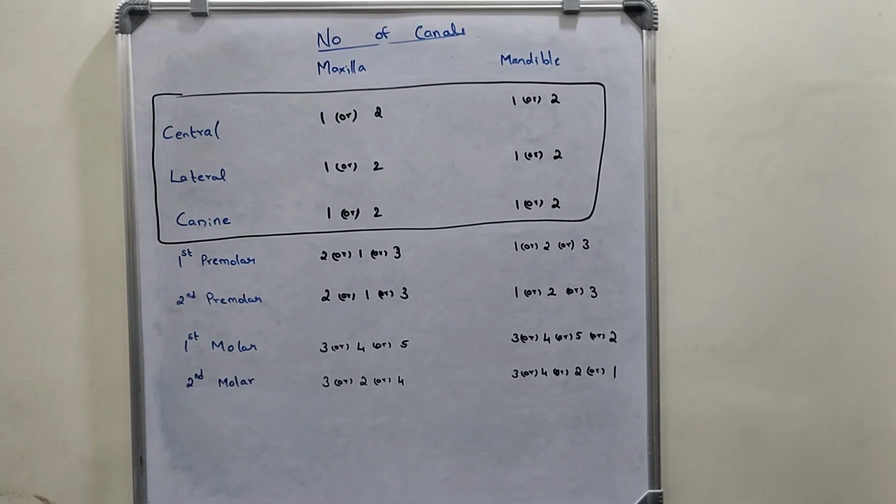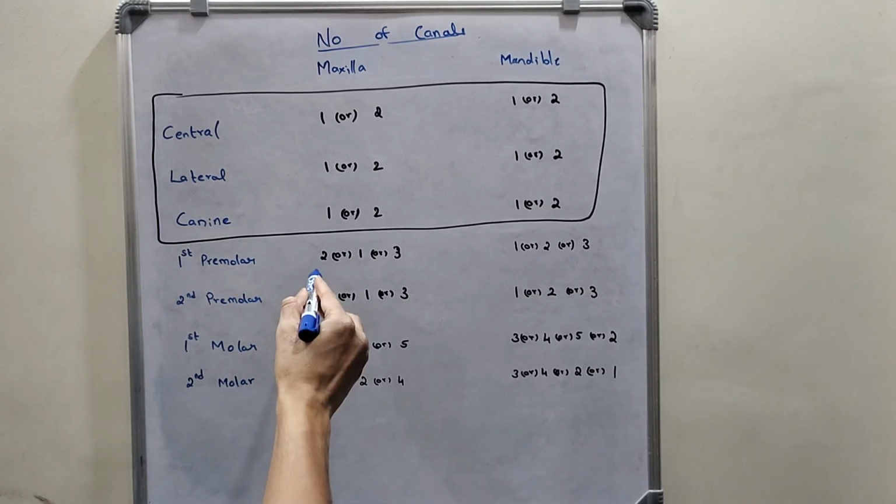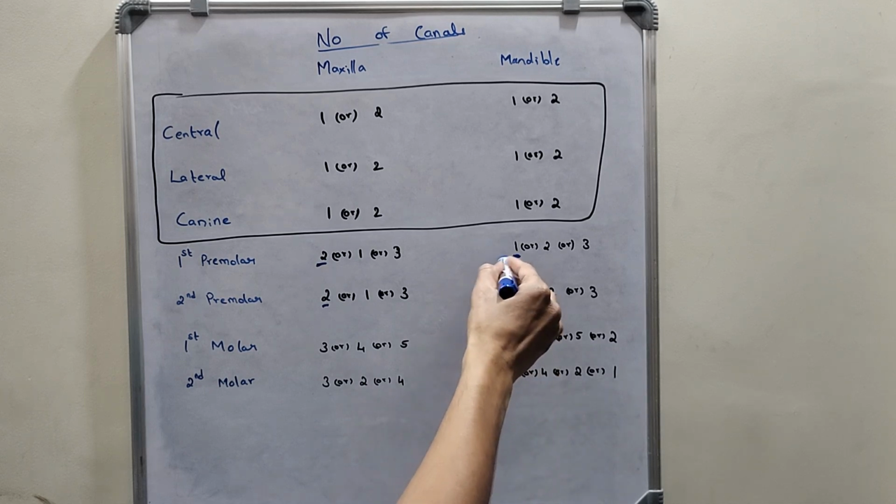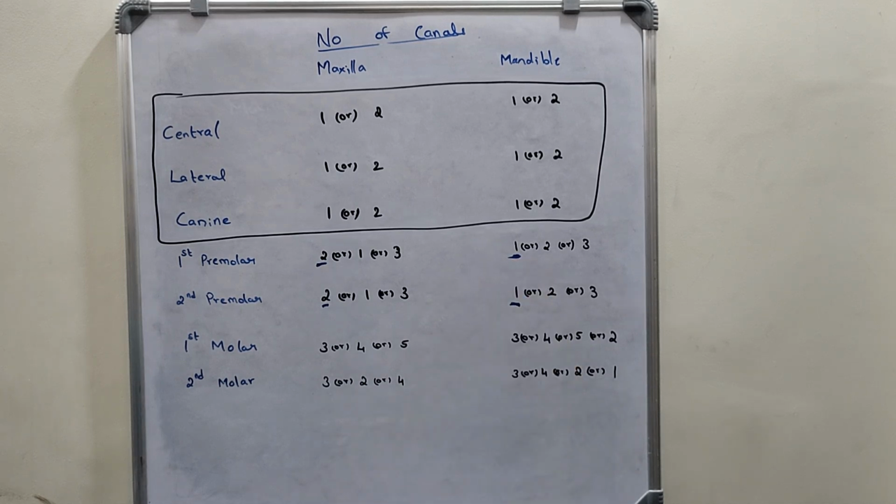Next comes your premolars. In your premolars, both the uppers and the lowers again can have a single canal or two canals or three canals. But what's the catch on this? What's the difference between the upper and the lower premolars is that in the upper premolars, most of the cases will have two canals. But in the lower premolars, most of the cases will have a single canal. That's the basic difference between upper and the lower premolars.